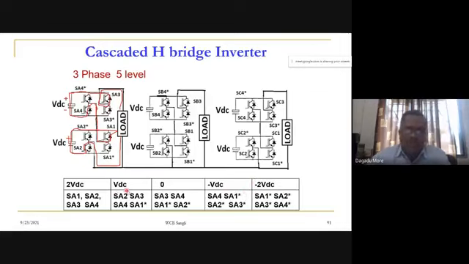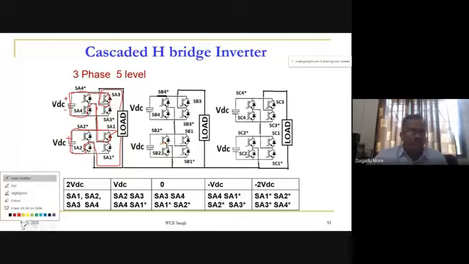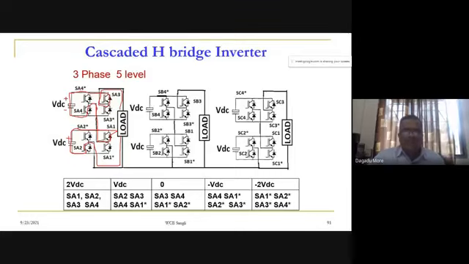Now consider the case of plus VDC. Now we can use this circuit for plus VDC. In that case, for plus VDC, we have seen that SA2 and SA4, or here, sorry, SA1 and here we can take SA2 and SA1. SA2 means SB2, this switch is on, and SA1 star, this switch is on.